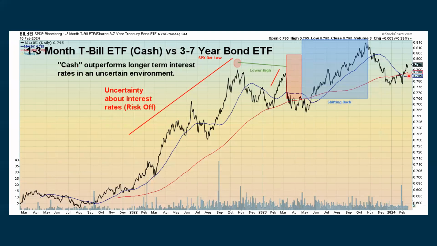Then we look at cash, which is represented by a 1 to 3 month T-bill, and we compare it with 3 to 7-year bonds. When this is going up, that means there's a lot of uncertainty about interest rates. And then over the summer, late spring into the early summer, we saw this really coming down. Well, then everything switched when the market got caught off guard, and this ratio really started going back up, suggesting there was more uncertainty. We finally hit a bottom in October, and then we've been coming down, but now we're starting to go back up again as there's more current uncertainty.